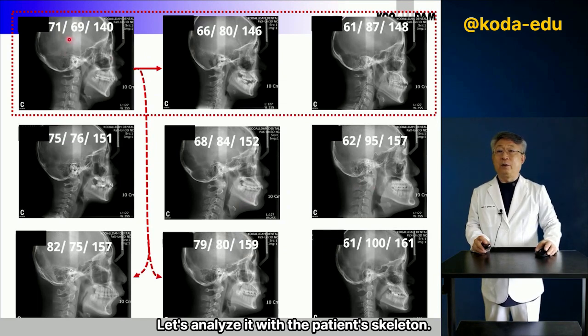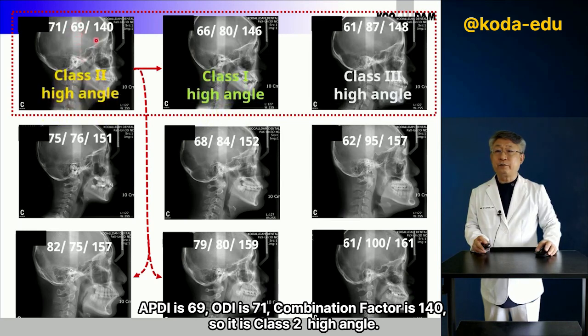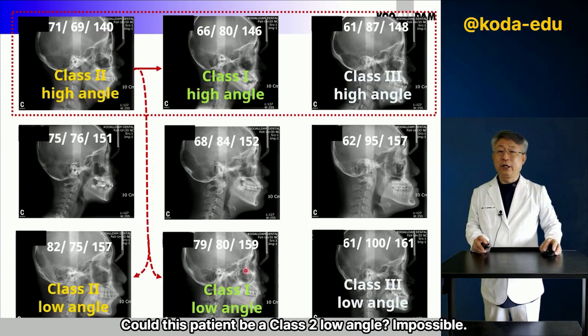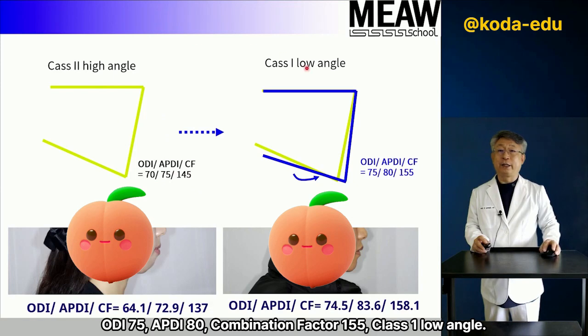Let's analyze it with the patient's skeleton. APDI is 69, ODI is 71, combination factor is 140, so it is class 2 high angle. Could this patient be a class 2 low angle? Impossible. ODI 70, APDI 75, combination factor 145, class 2 high angle. ODI 75, APDI 80, combination factor 155, class 1 low angle.